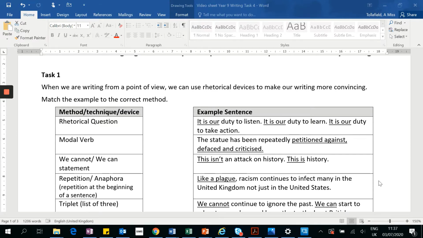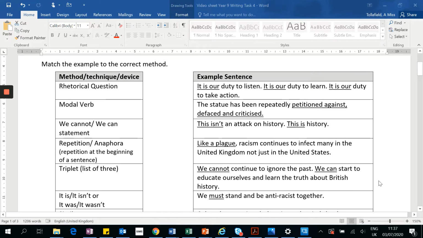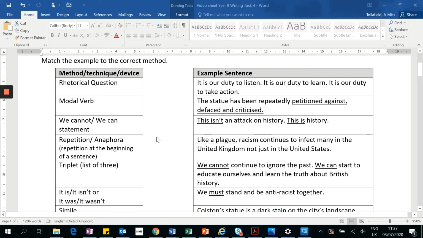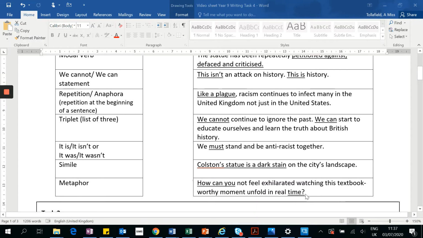So this first task you need to complete is to recall these rhetorical devices and methods, and you'll have come across them before in your Right Here, Right Now lessons. So what you've got to do is to match the example to the correct method. If we have a look at the first one then, we need to work out which example sentence is the rhetorical question. Now we know that a rhetorical question ends in a question mark, so we're going to look for the sentence that ends in the question mark. I'm just going to scroll down and here we go. The rhetorical question is at the bottom here.